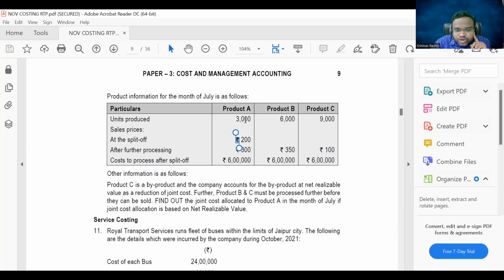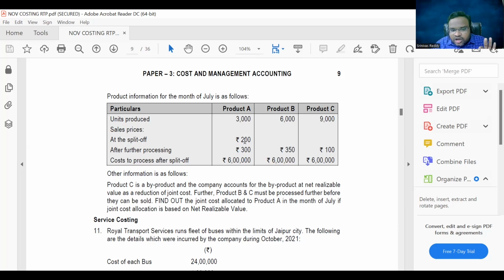3 lakhs. But how much should you spend? 6 lakhs. Is it viable? Sir, to get 3 lakhs, can I spend 6 lakhs? No, that means you will be selling the units of A at a loss. Sir, at split-off point you are getting a loss. Don't worry. If you sell after further processing, your loss will be increased. It is better you sell at the split-off point.